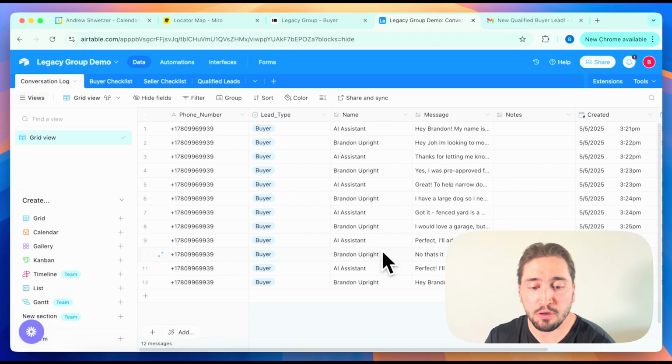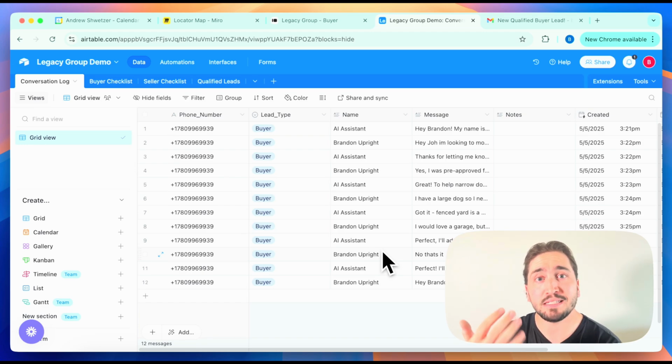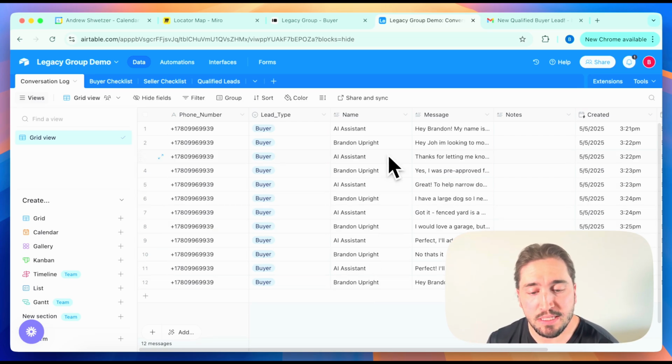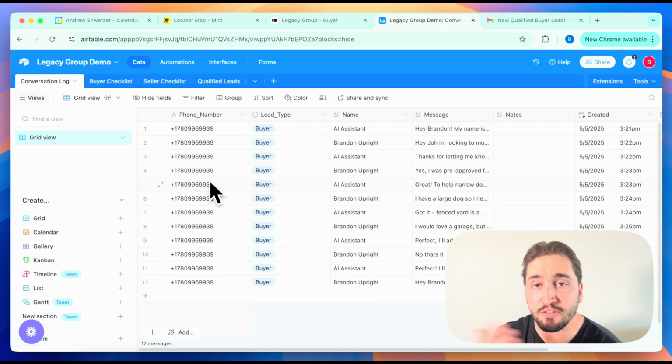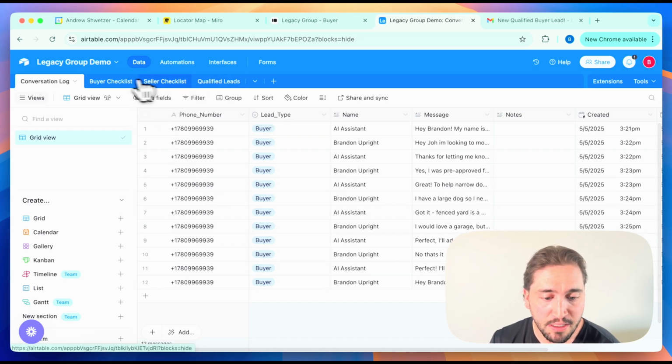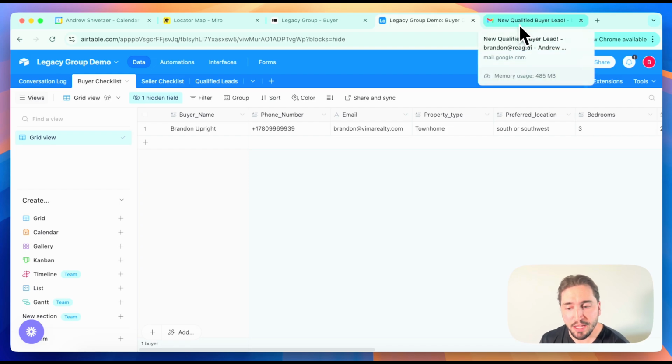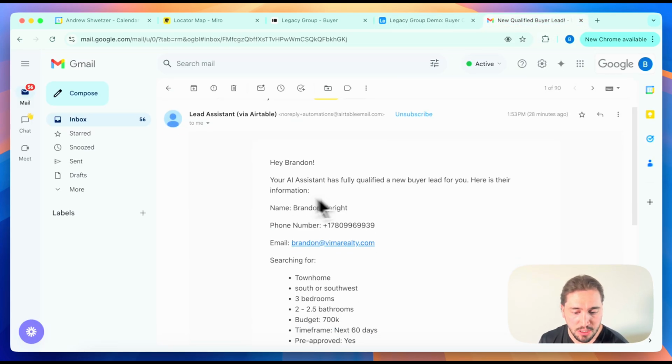So if the person messages 5 days later, it has that knowledge of the entire conversation that it had, and it can see, based off everything that we've tracked, every single message that's been said. So we have all that data for every single lead that's coming in, and then once we've collected all that information, it's gonna send that email off to the agent saying you have a new qualified lead. So this is what that looks like.